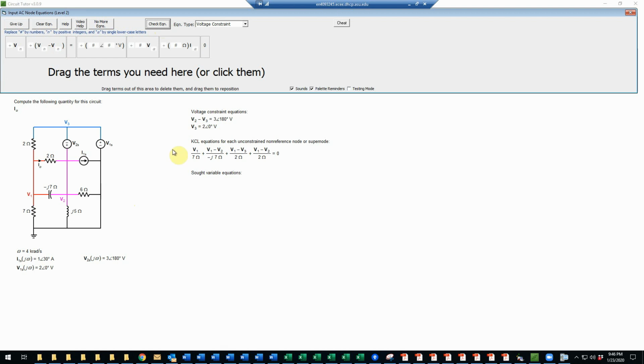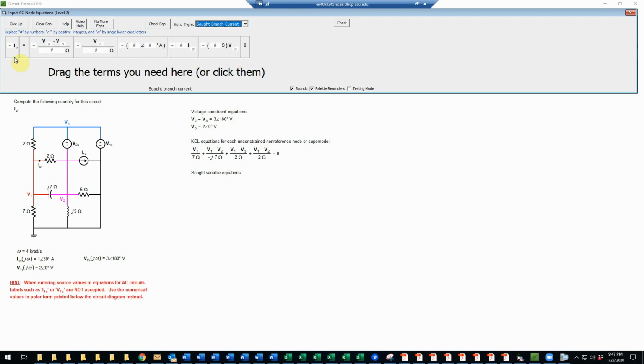Now we're going to enter an equation for the sought variable, which in this case is the sought current I0, which is the current through this 2 ohm resistor, as you see. So we'll select, and that's a branch current since it goes through one element, so we'll select sought branch current. And so we have I0 equals. And now because, again, this is a difference of 2 node voltages, neither one is the reference node, we'll need this type of term here.